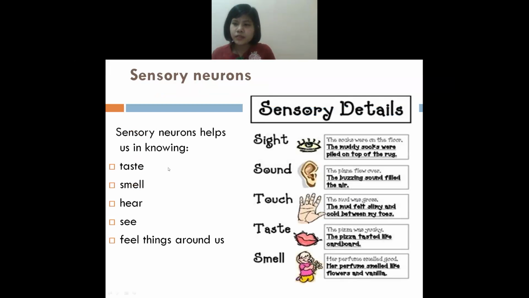Nervous system. Okay, so first let's talk about the sensory neurons. The sensory neurons help you in sensing something, in knowing something. You can know the taste. You can know the smell. You can hear the sound. You can see it. You can also feel things which are around you. So these are the things that you can know and understand.